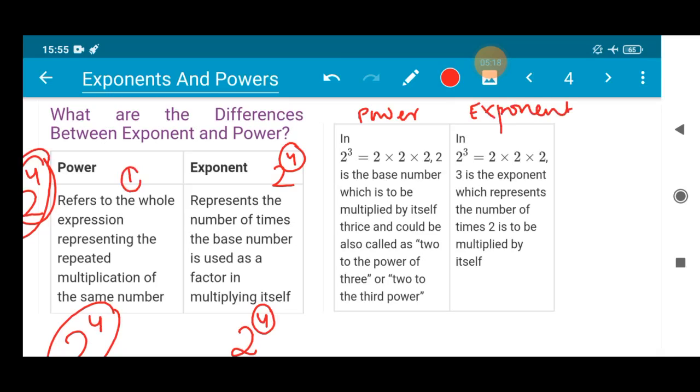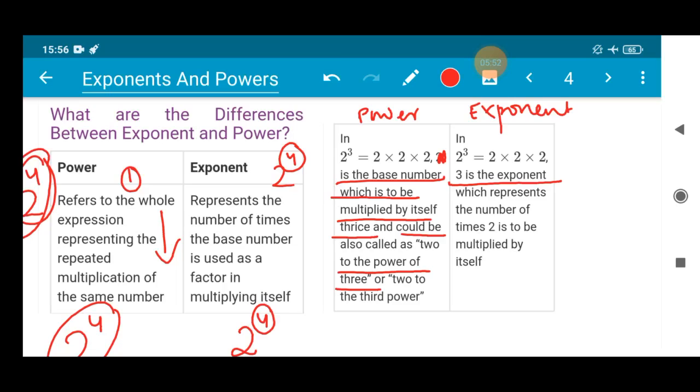Okay, so this is the first point I have shown you all, this one, and this is the number 2 point. Okay, what is number 2? What does number 2 point say? In 2 cube, this is 2 to the power 3. So 2 is repeated how many times? 3 times, right? It is the base number which is to be multiplied by itself thrice, and could also be called 2 to the power 3. So we will say 2 to the power 3 for a power. And now in the exponent 2 cube, 3 is the exponent.